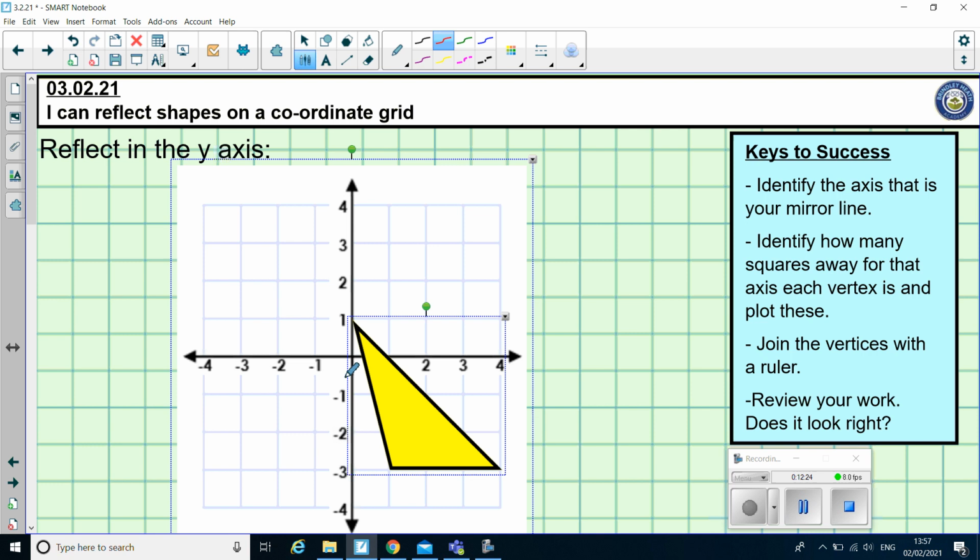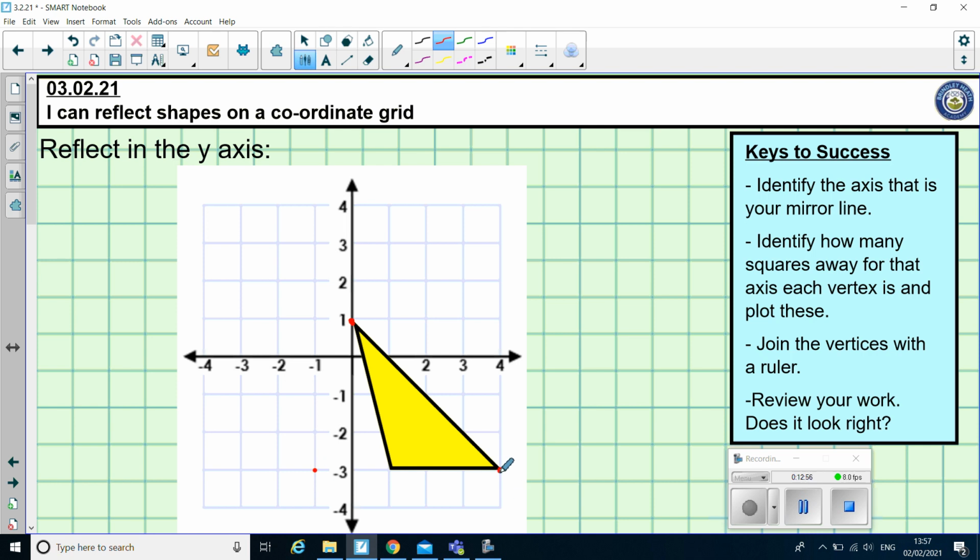Okay, hopefully you've had a chance to have a go at this one then. I'm going to start with this top vertex. Now this top vertex is actually touching the axis. So in the reflection, it's still going to be touching the axis. It's not going to move away from the axis. So basically, I don't need to actually move that point. It stays right there. Then I've got this next vertex, which is down here, and it's 1 square away from my axis. So in my reflection, it's going to be 1 square away from my axis. So it's going to go here.